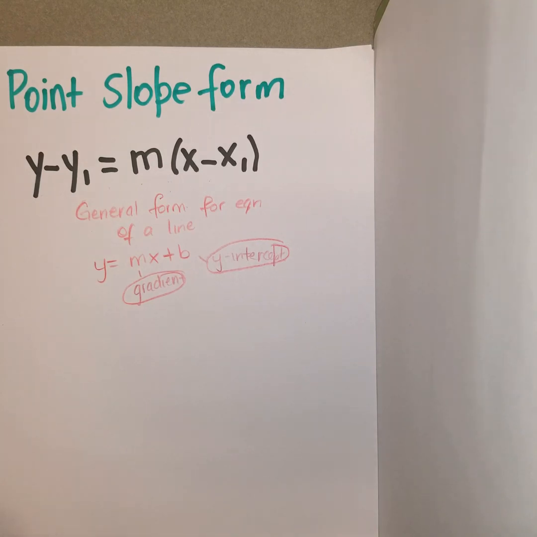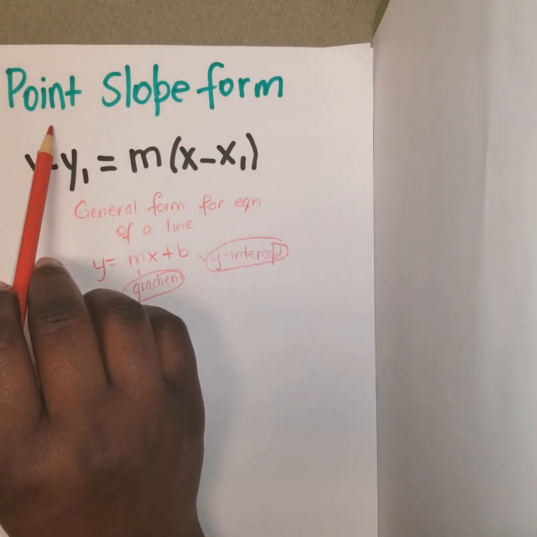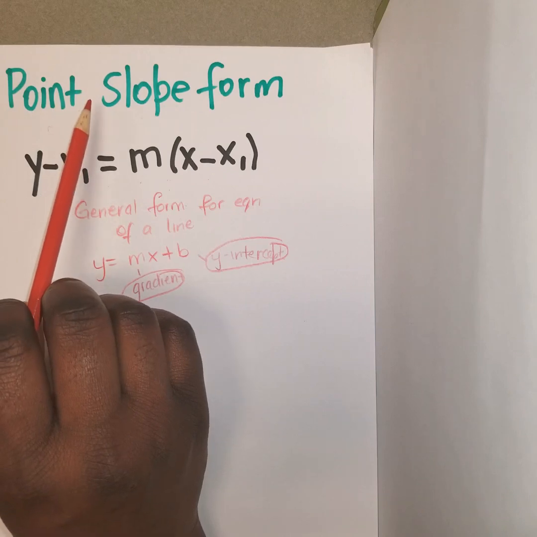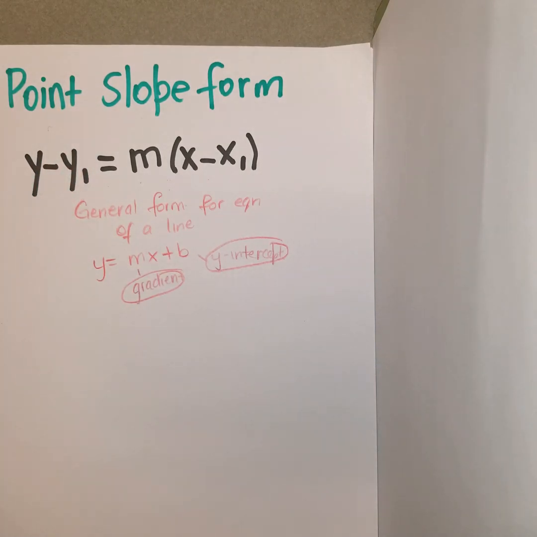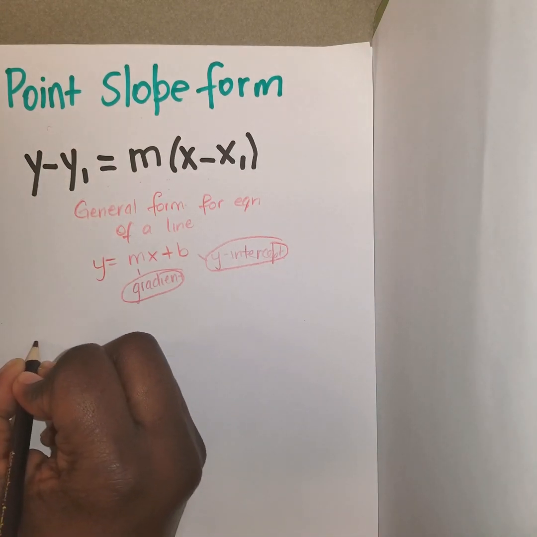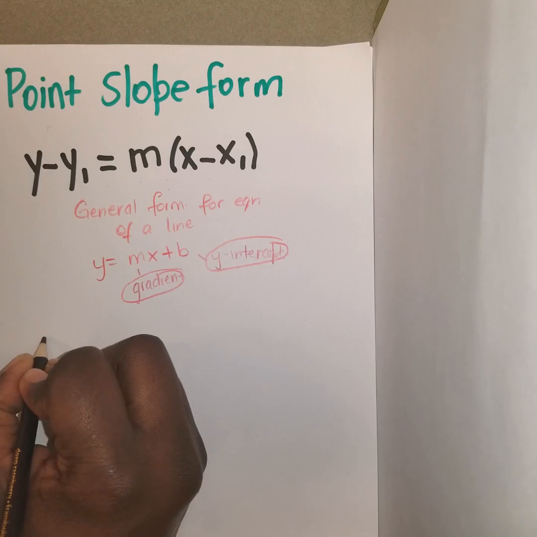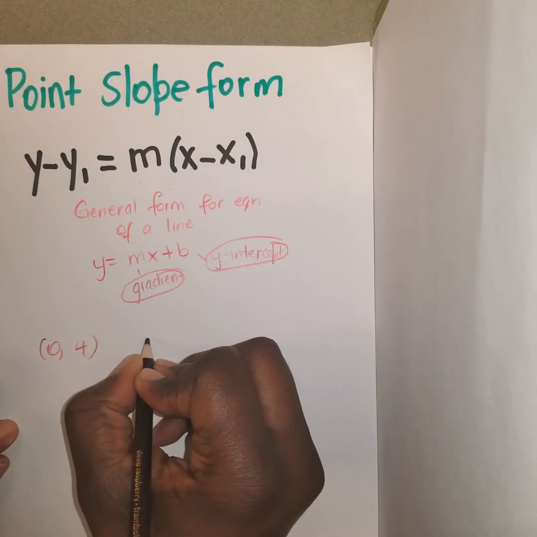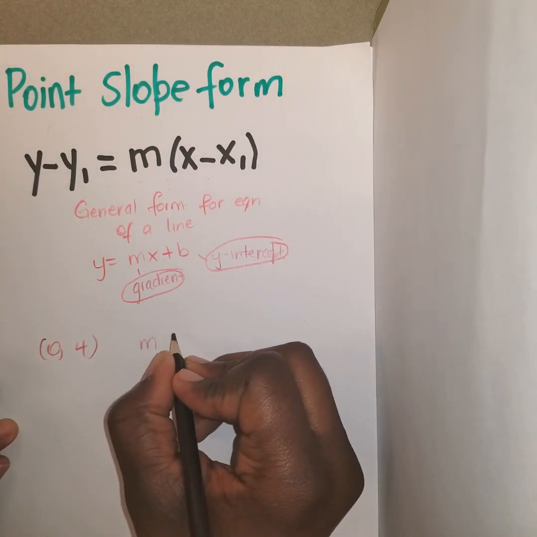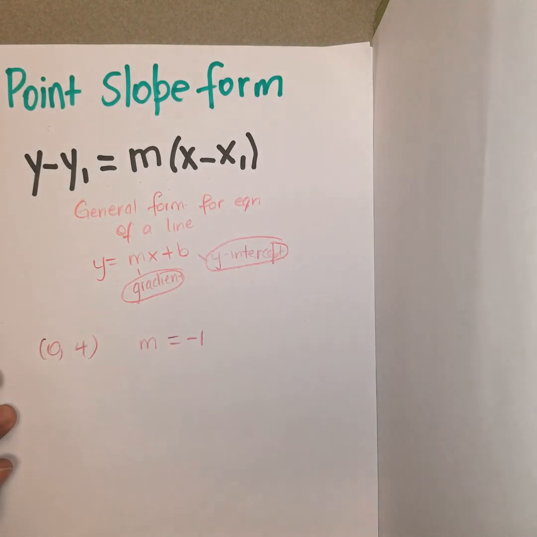So for the point slope formula, as it says, point and slope. You're given a point on the line and you're given the slope, and you're asked to write the equation of the line. Alright, so let's get into it. You're given the point (0, 4) and the slope to be -1. You're asked to write this in the form y equals mx plus b.